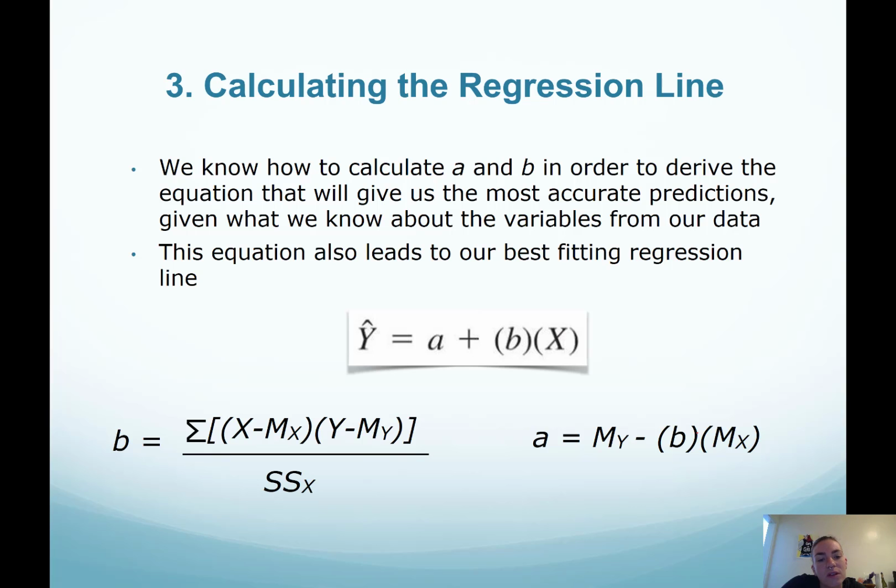So these are the formulas that we'll use to calculate A and B that will give us the best fitting line, or the line that leads to the least error. That's the end of this lecture, but I'll upload another resource that will walk through how to plug values into these two equations to actually calculate the best fitting regression line.